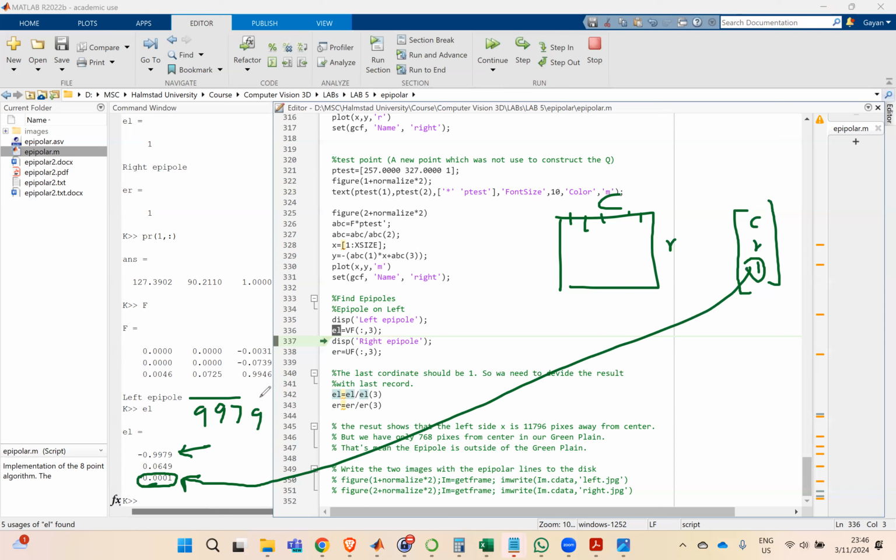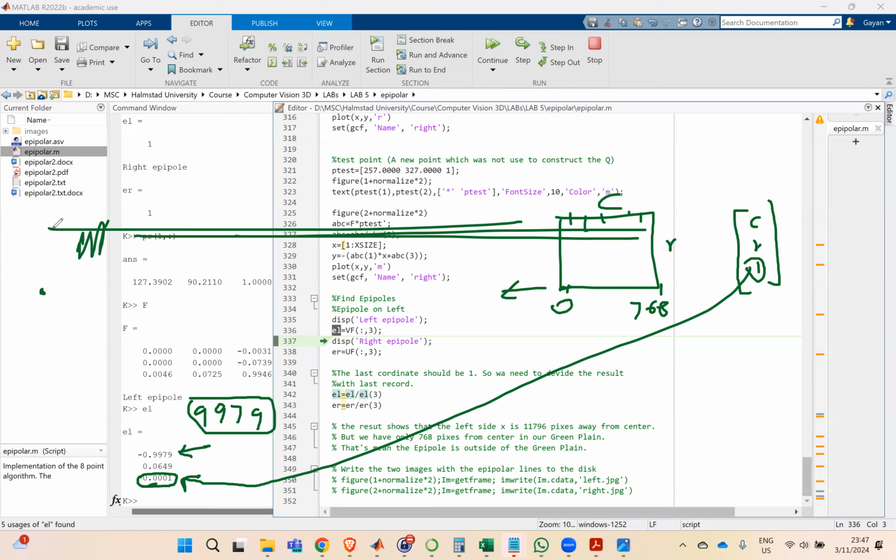9,979. That means it is in the minus direction. Our epipole is 9,979 pixels in the minus direction. Our image has how many pixels? 768 pixels. So it's so far away, it's not inside the image. That's why we can see all the lines are parallel. They're actually not parallel. It should be tilted on this side, shrinking on this side.